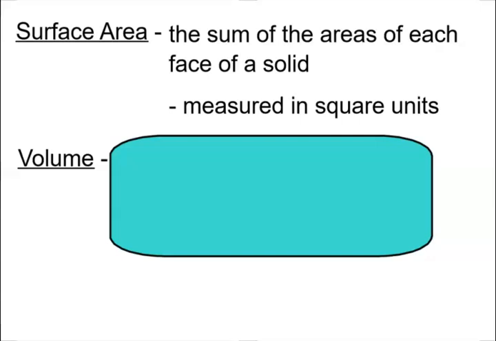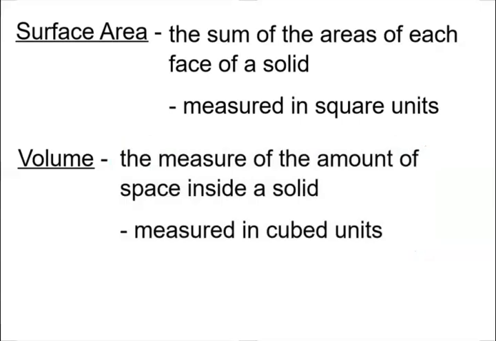Surface area refers to the area of, say, the outside of the shape. Meaning if I had that shape and I wanted to paint it, how much paint would it take? Volume is referring to the inside. Volume is the measure of the amount of space inside a solid, and it will be measured in cubed units, meaning it will get a little exponent of 3.